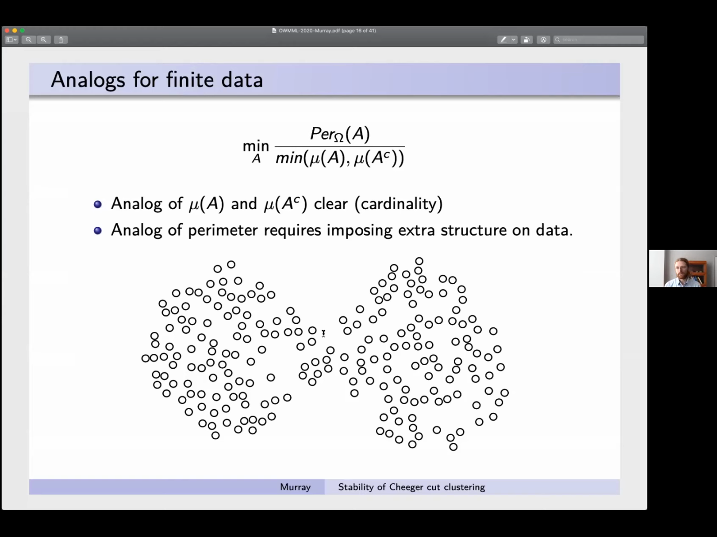Well, one thing that we can notice immediately is, if we're thinking about mu of A and mu of A complement, this is actually not so hard to come up with a good analog in the setting of these finite points. If I look at a subset of this data cloud, I can measure mu of that subset by just counting how many points are in it, and looking at the relative number of points in the subset I'm looking at. So we just use cardinality to define mu of A and mu of A complement, and we're okay in terms of the bottom part.